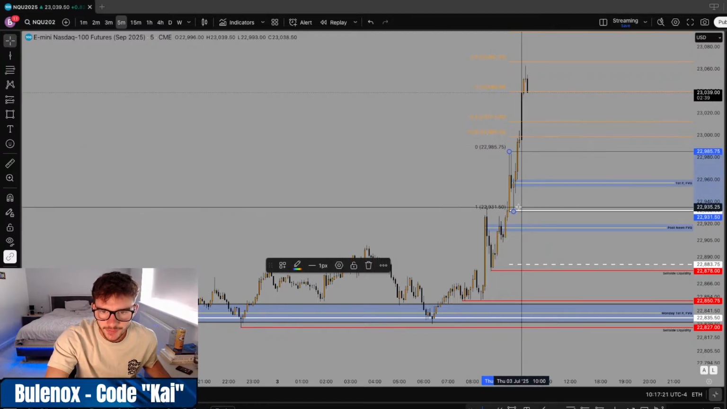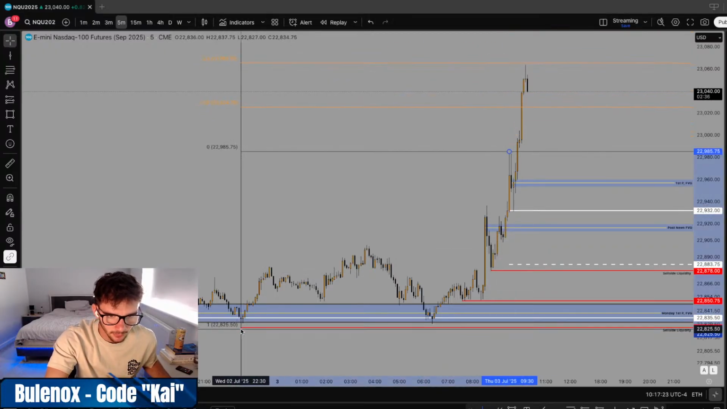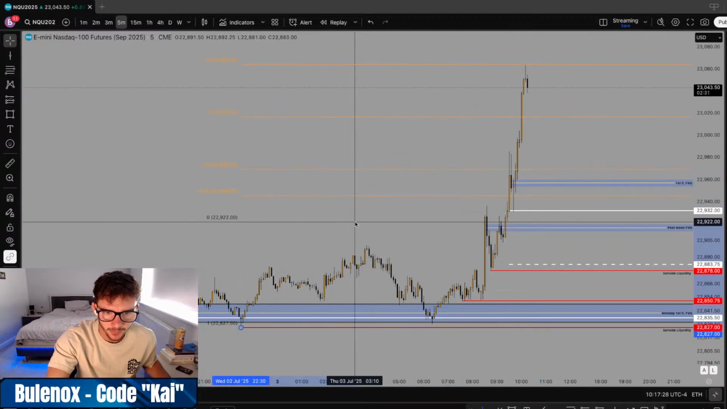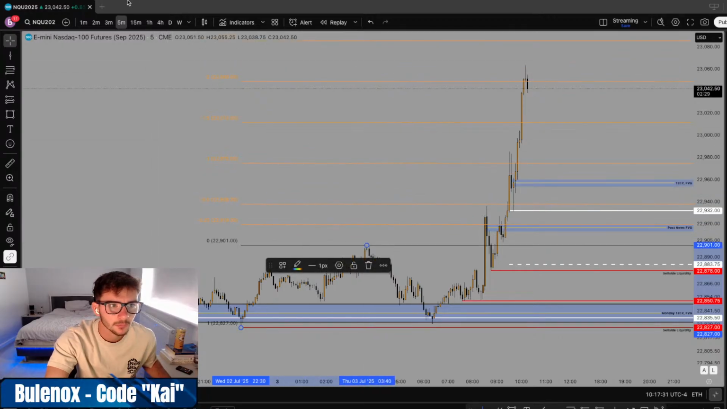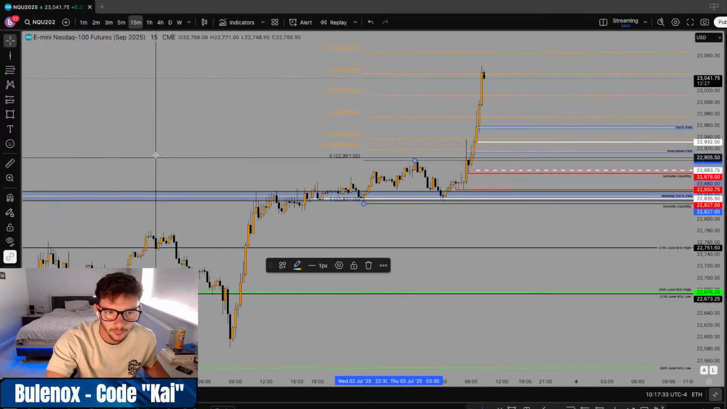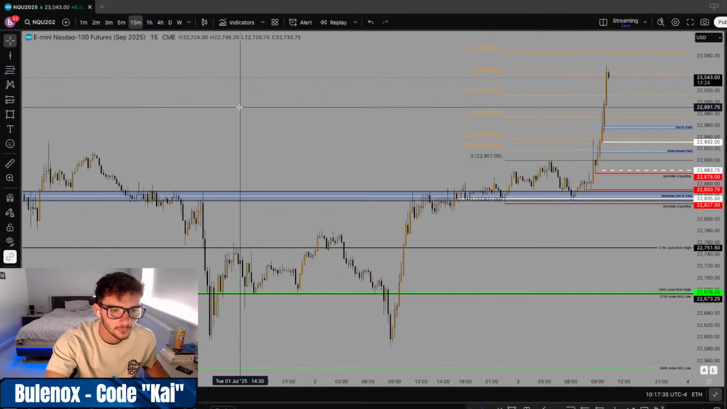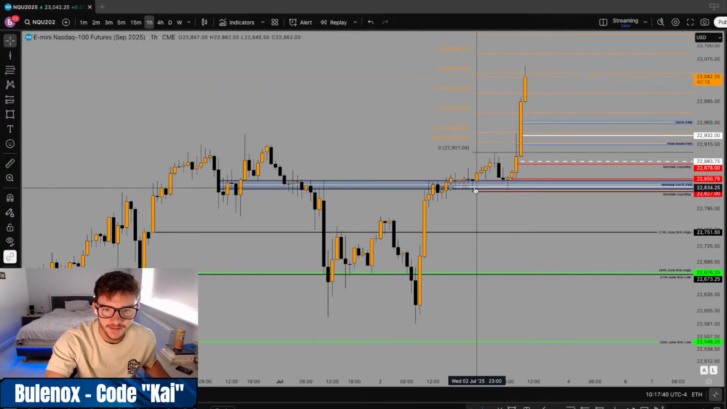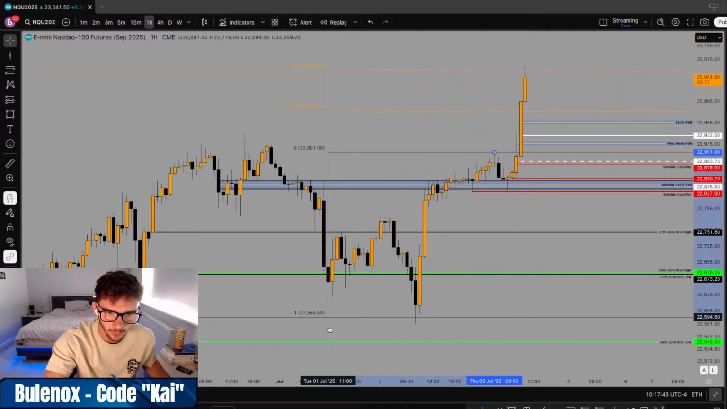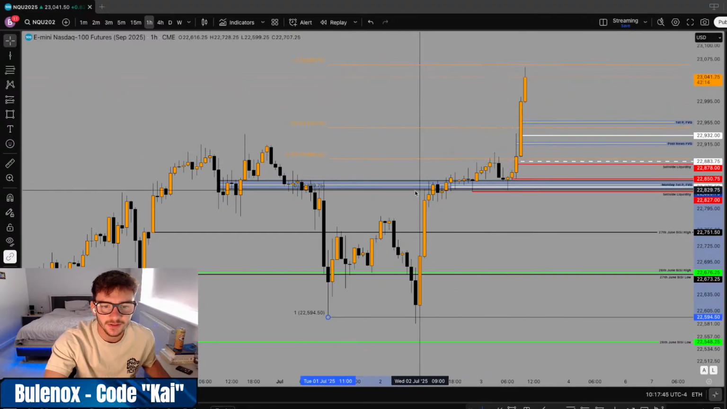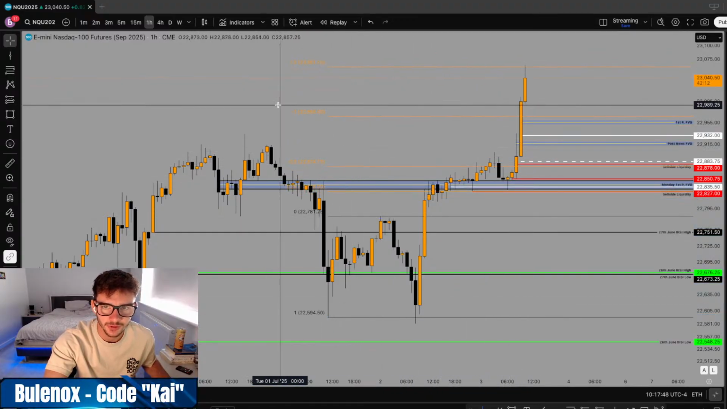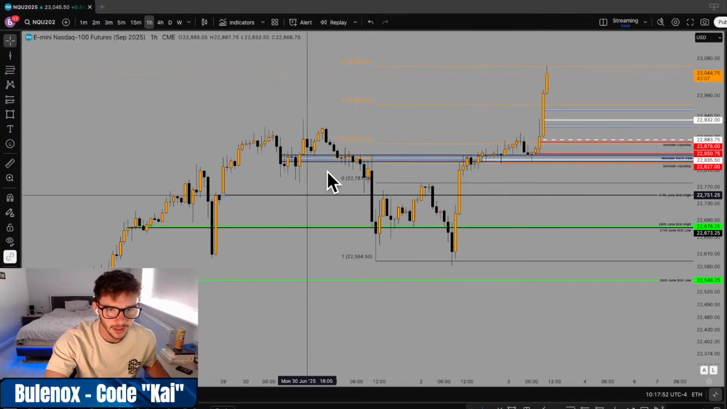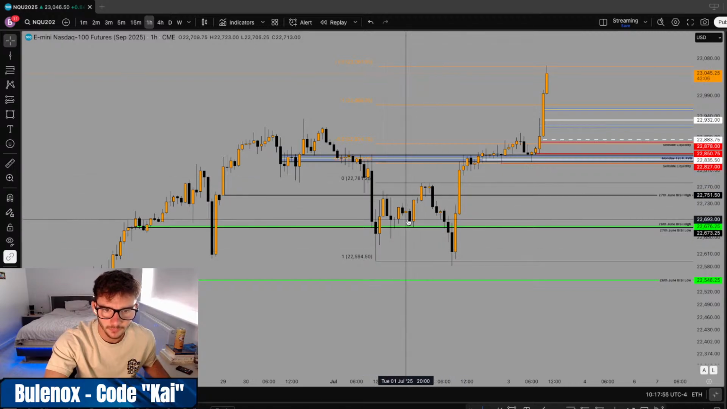For standard deviations, I'm going to highlight this range here because it's kind of like the manipulation range. I mean, realistically, that's the higher time frame one, so actually I'm going to go for that one. The issue is there's so many different ones that you don't know which ones to use. Oh, well, that 1.5 just got tagged really nicely. But that looks like a good one to use.